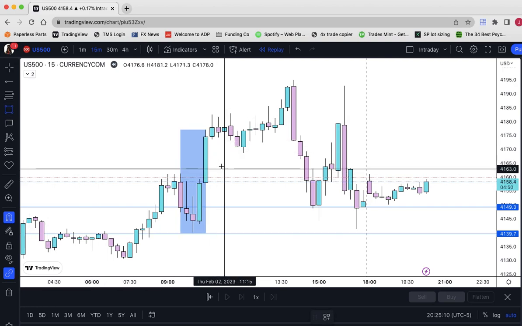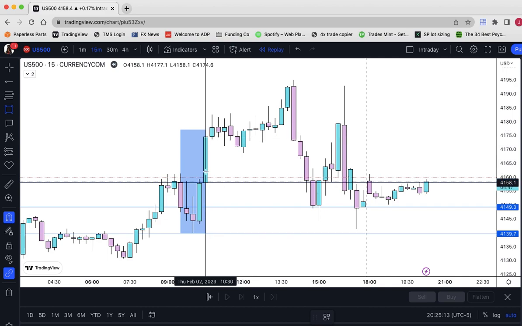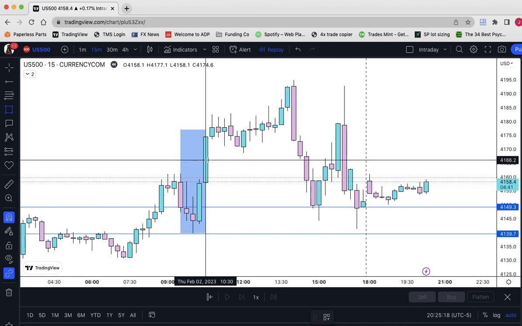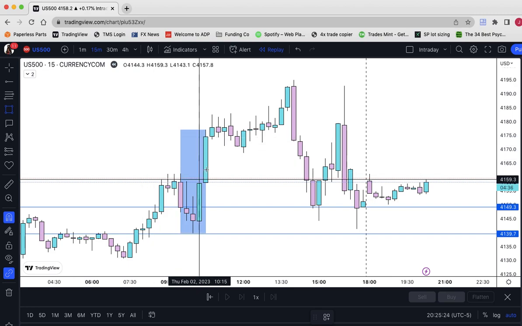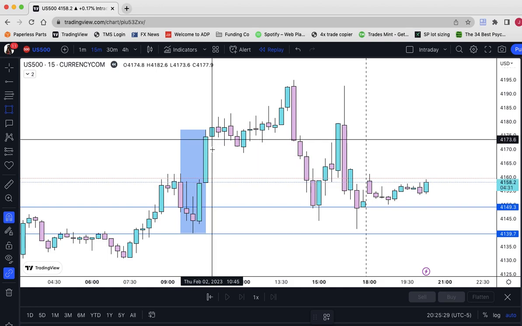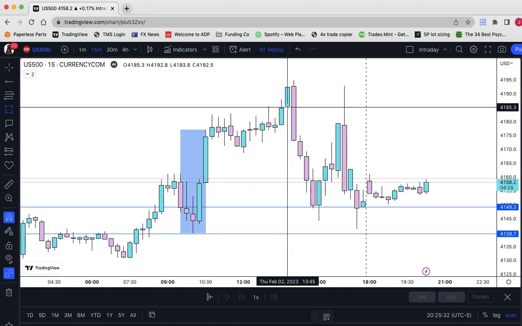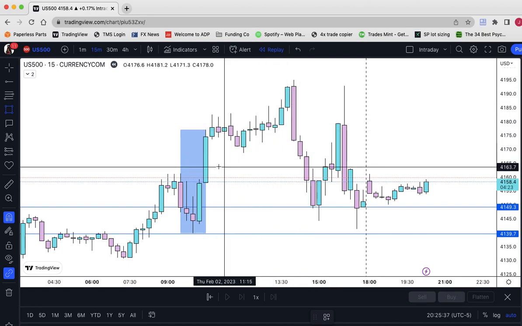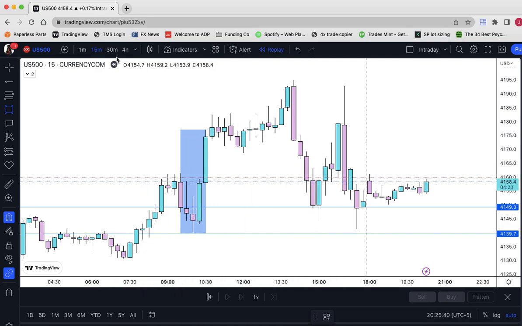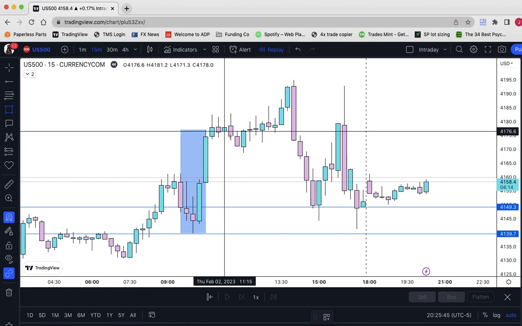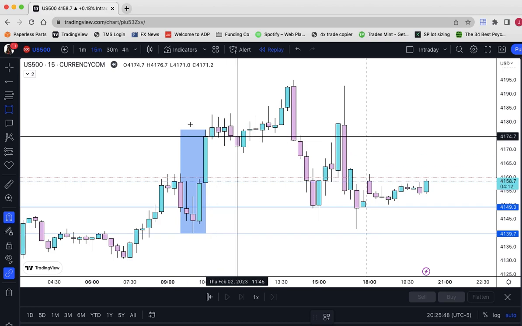So this huge gap right here, I'll explain these later, but this is what we call a fair value gap, or I just call them gaps. When price makes a big gap up like this, they don't typically fill on the first touch. It'll touch it, shoot up, and then fill it at a later time, which it did over here. But that's another story.